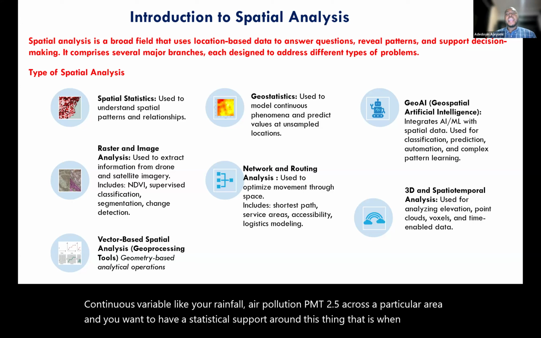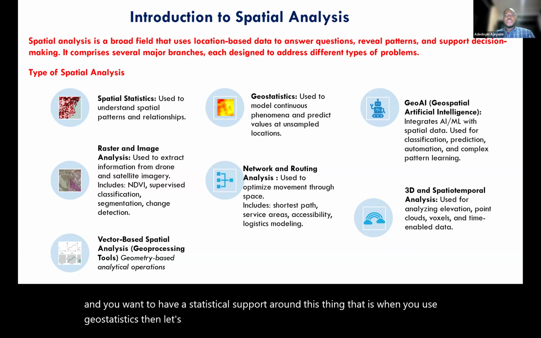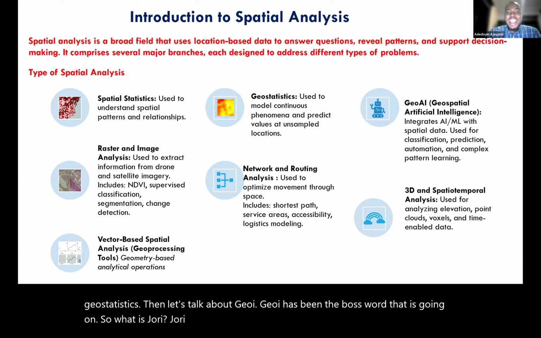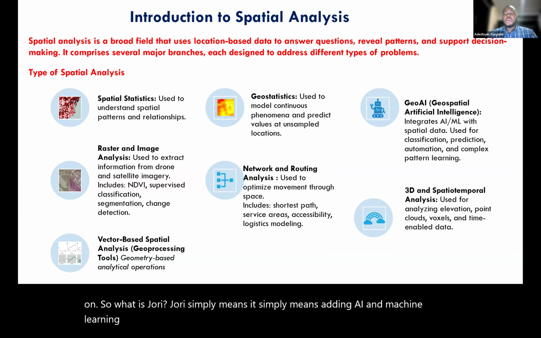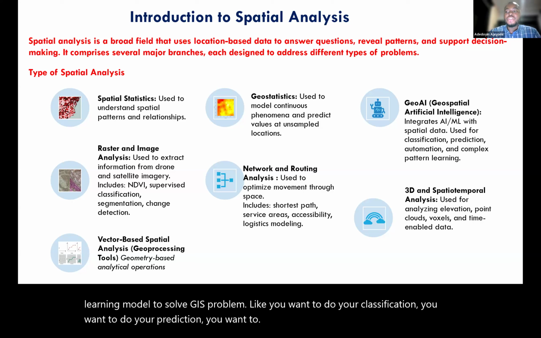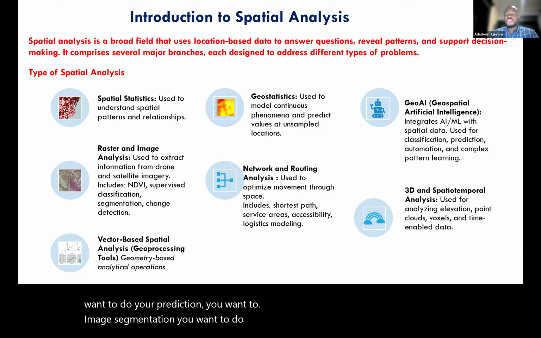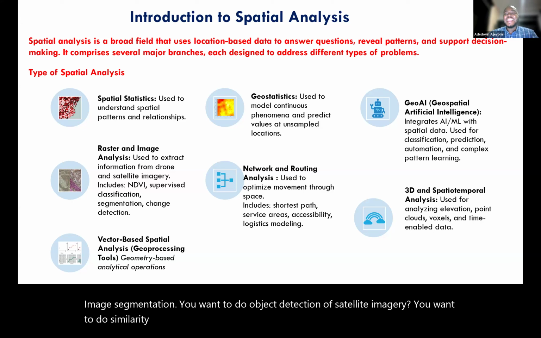Then let's talk about GeoAI. GeoAI has been the buzzword that is going on. So what is GeoAI? GeoAI simply means adding AI and machine learning models to solve GIS problems. Like you want to do classification, you want to do prediction, you want to do image segmentation, you want to do object detection on satellite imagery, you want to do similarity search. So it is the application of machine learning and AI to geospatial data and satellite imagery.